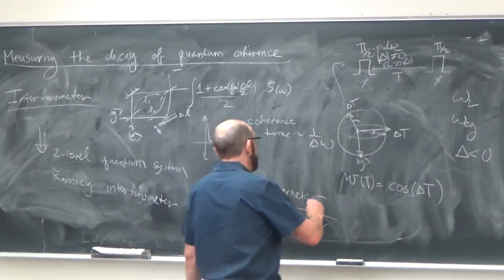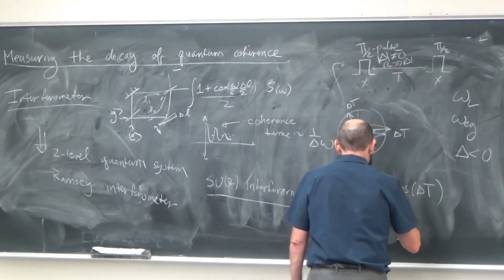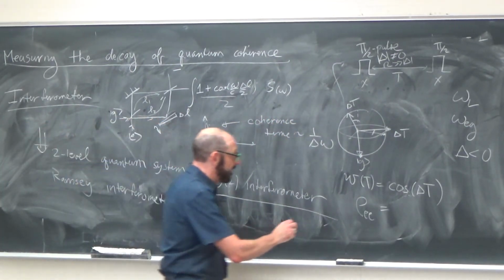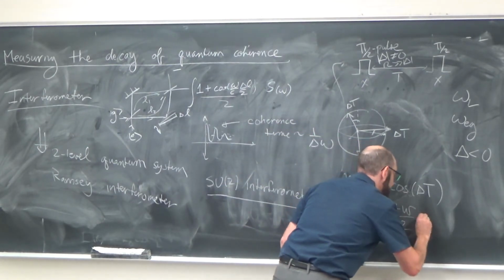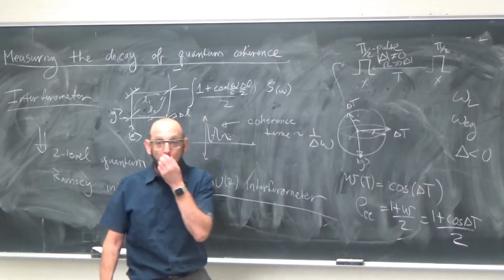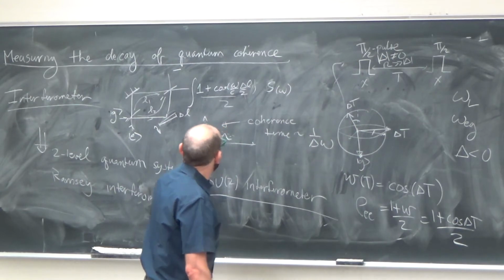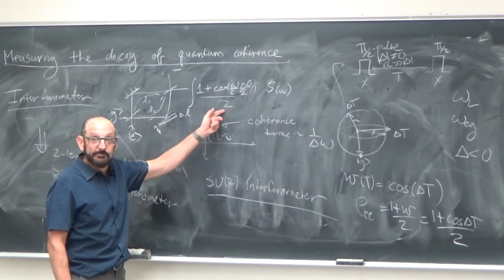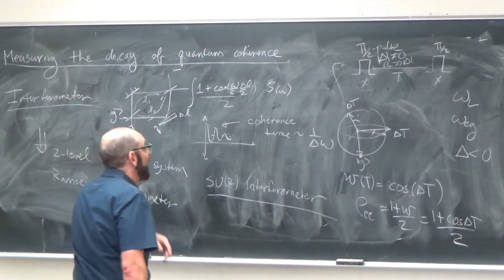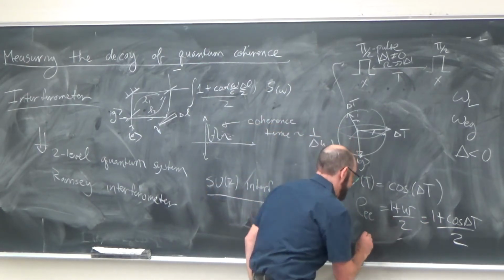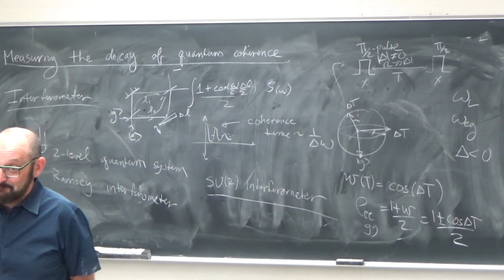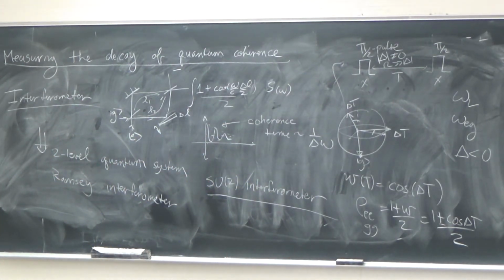What is the probability to be in the excited state? One plus W over 2, which is 1 plus cos delta t over 2, which is like this. Okay. And the probability to be in the ground state is 1 minus that. Those are like the 2 ports of the interferometer. Exactly like the 2 ports of the interferometer.